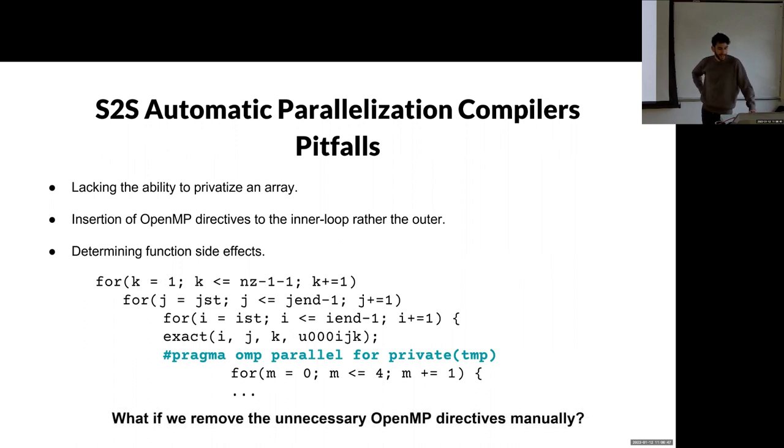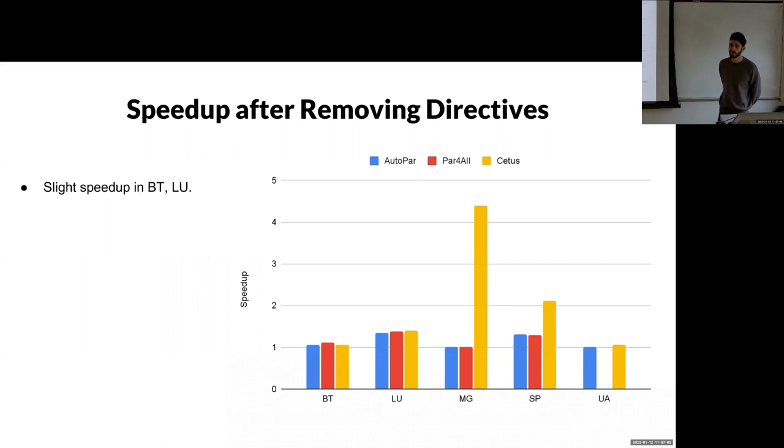Now what happens if we take all of these loops and remove them? Let's claim that it's an honest mistake of the source compilers. Let's help them out: remove these directives, will we end up with some speedup? After we remove these directives, we actually did gain a little bit of speedup in BT, LU, MG, SP, and a little bit in UA. So we did manage to gain a speedup, meaning that these source-to-source compilers did manage to insert a good directive in some specific for loops.